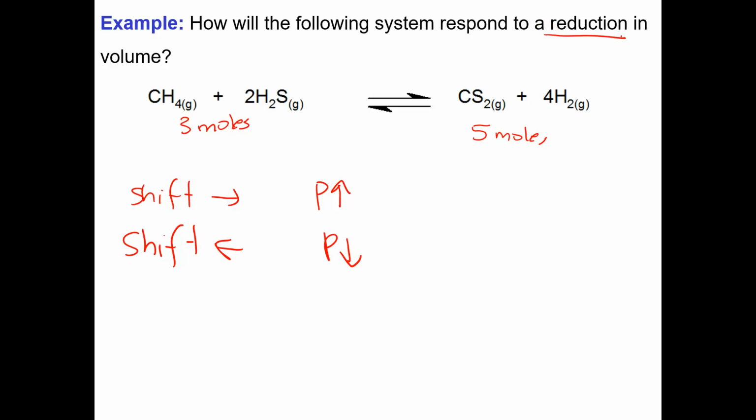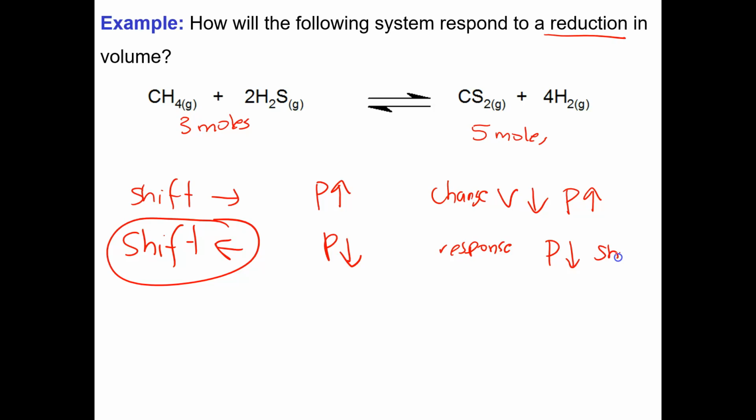So I'm going to reduce the volume, which will make the pressure go up. That's the change. Our question is what is the response? The response is to make the pressure go down, and in order to make the pressure go down, I have to shift to the left. So the system will shift to the left. And that's it. As long as we're cautious and we understand how volume, pressure, and amount of gas are related, we can predict how the system is going to respond to a change in the volume of the container.